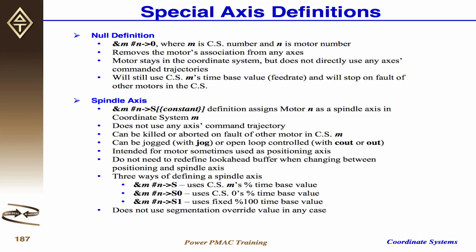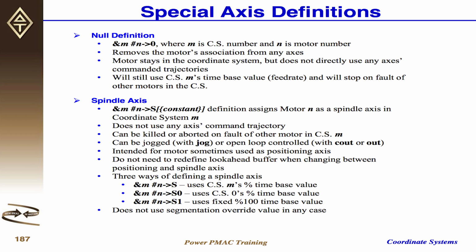Now, there are also some special definitions, special cases that PMAC has allowed for. If you address a coordinate system and assign a motor number to 0, that is the null definition, as we call it. As I mentioned, that removes the motor from the coordinate system. It removes the motor's association with axes in the coordinate system. It still is defined in the coordinate system, just defined as 0, and it will still use the feed rate for that coordinate system. If you change the time base, it'll still use the time base for that coordinate system, but it can't be commanded by an axis command as it's not associated with any particular axis.